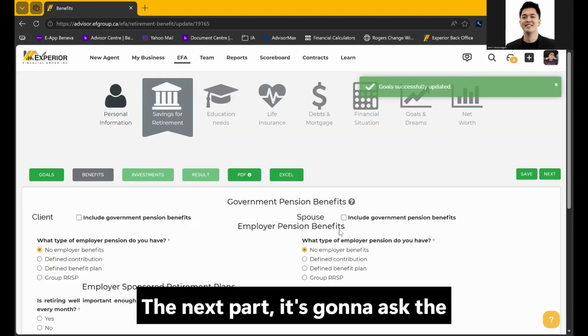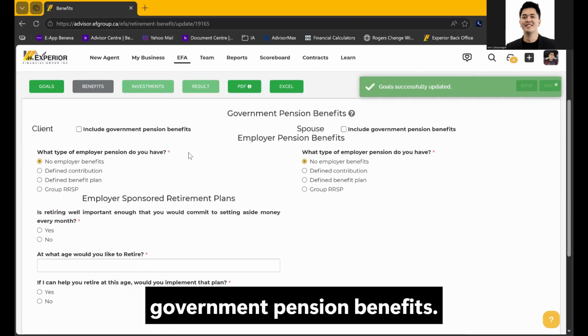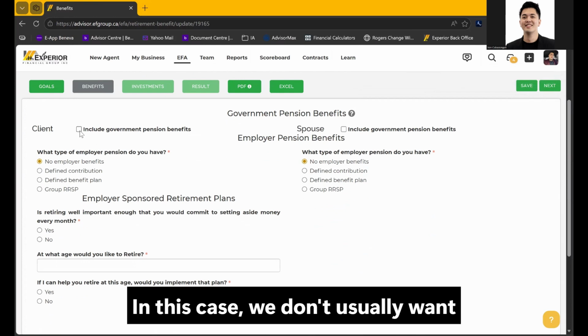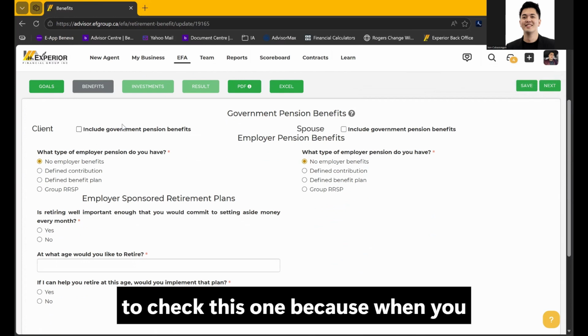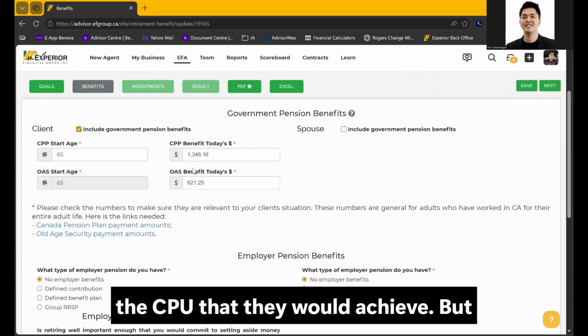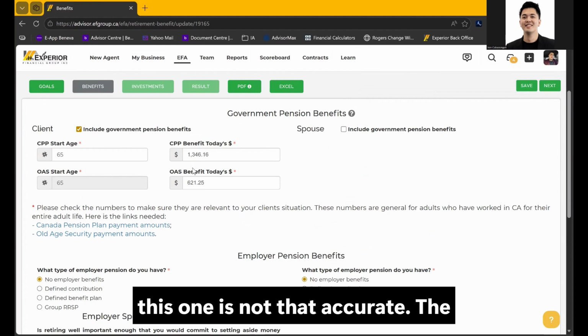The next part, it's going to ask the government pension benefits. In this case, we don't usually want to check this one because when you check this one, it actually predetermines the CPP that they would achieve, but this one is not that accurate.